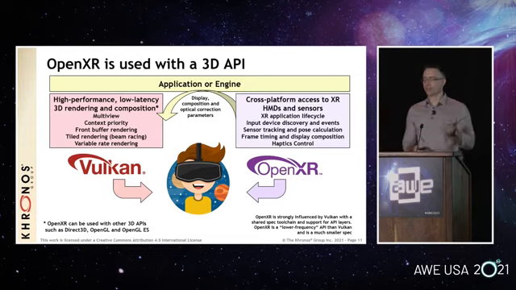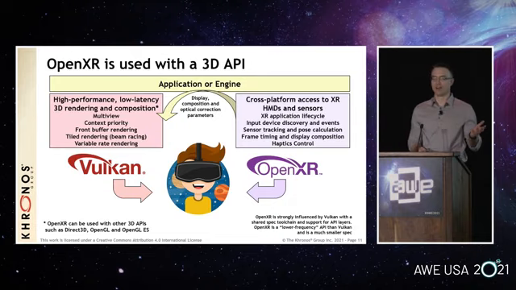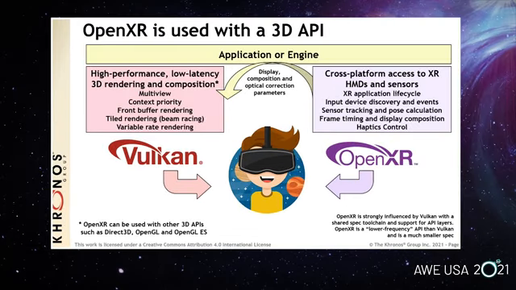So OpenXR handles all of the communications, all of the interfaces that you need to create compelling XR experiences, but you need to pair it with a graphics API, something such as Vulkan, which is another one of the Khronos APIs, which is particularly well suited to provide the high performance, low latency rendering that you need to create compelling XR experiences.